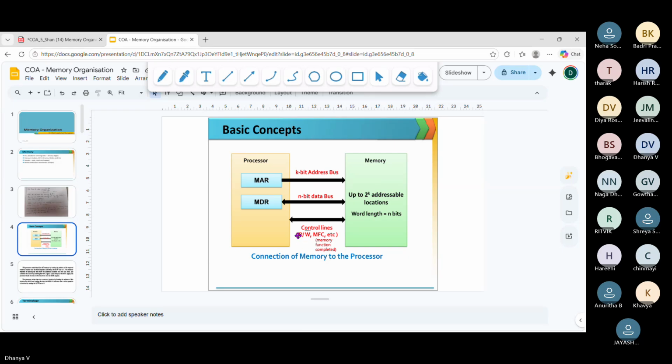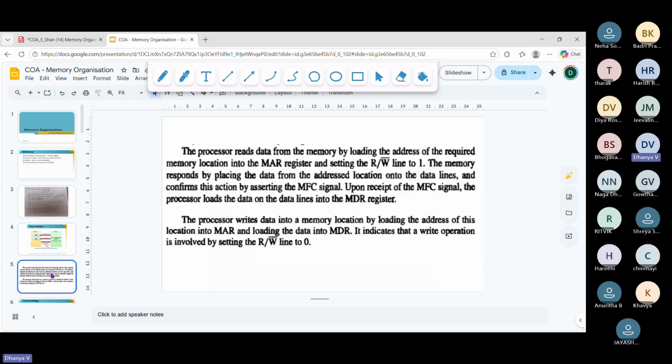So once your read signal is initiated, the MFC will be activated, telling that my memory fetching part is done. Now it's just transferring of data. After MFC is activated, whatever data we have to fetch will go to the MDR. That is your data unit, right? So it will go to the MDR and then you will be able to read your data. So that is what the read is.